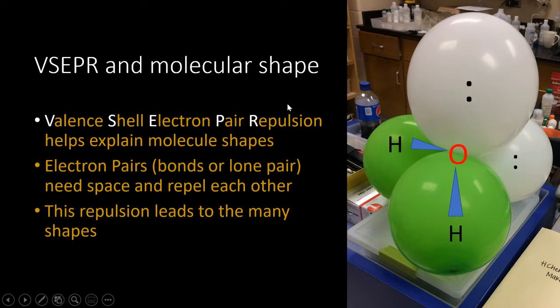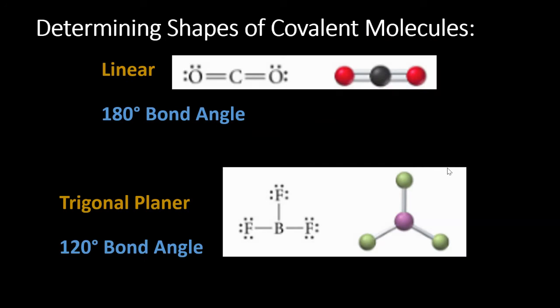So valence shell electron pair repulsion, VSEPR, is a way to understand these shapes and how they're influenced by the fact that all of these electrons are looking for their own space. And what we see is, if you have only two areas of electrons around a central atom, those two areas are going to get as far away from each other as possible.